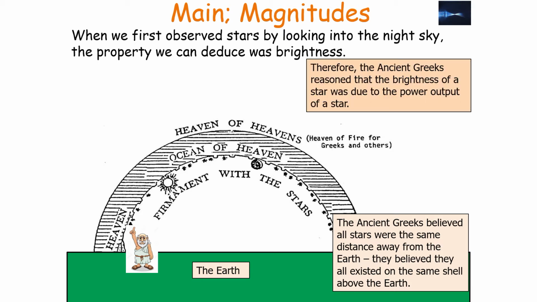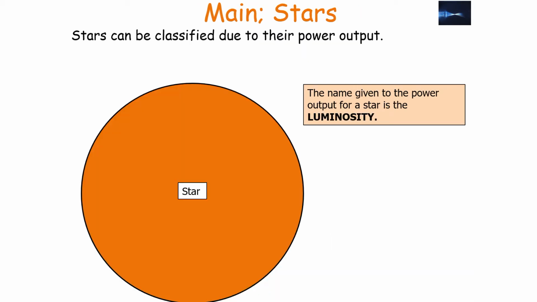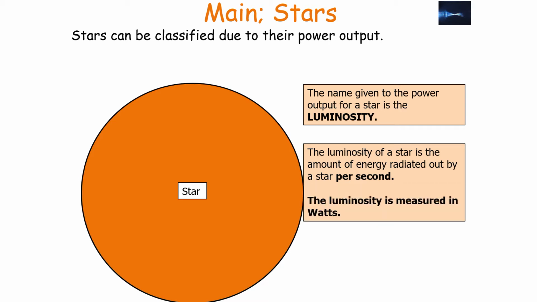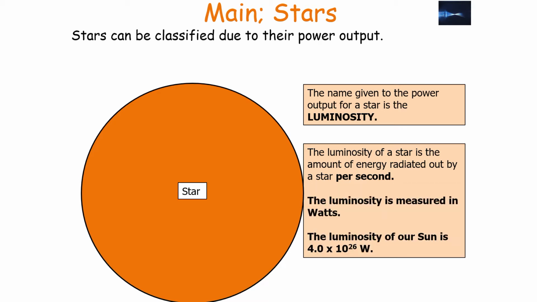So therefore the ancient Greeks reasoned that the brightness of a star was due to the power output of the star. So the name given to the power output of a star is its luminosity. The luminosity of a star is the amount of energy radiated out by a star per second. So the luminosity is measured in watts, and our sun has a luminosity of 4 times 10 to the 26 watts.